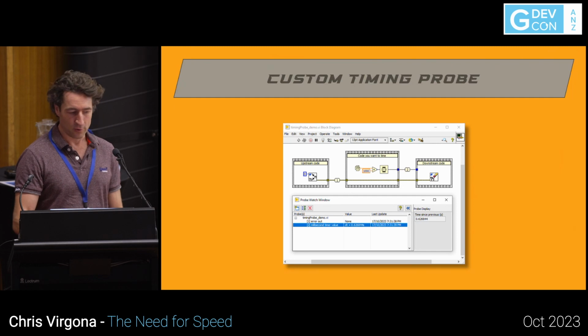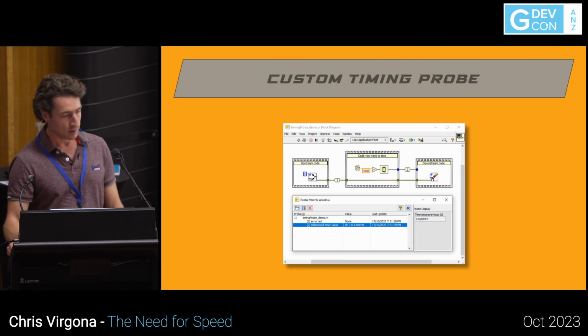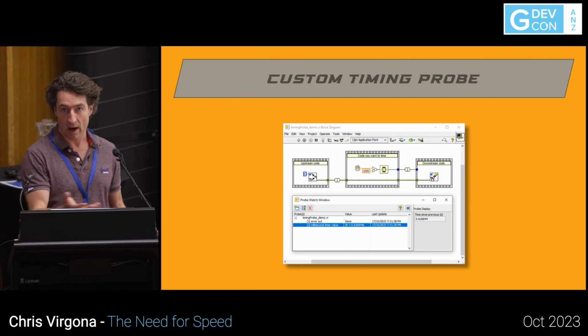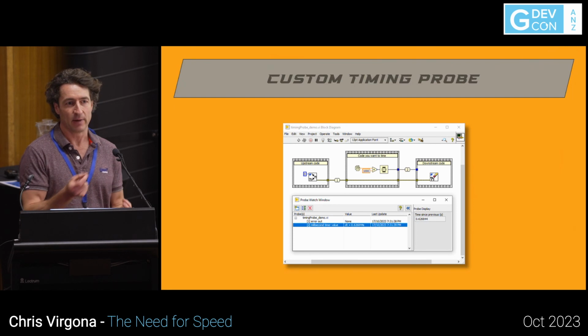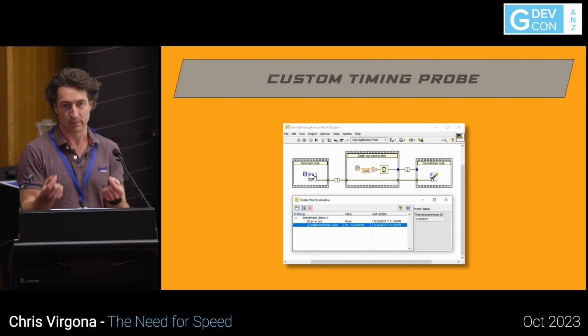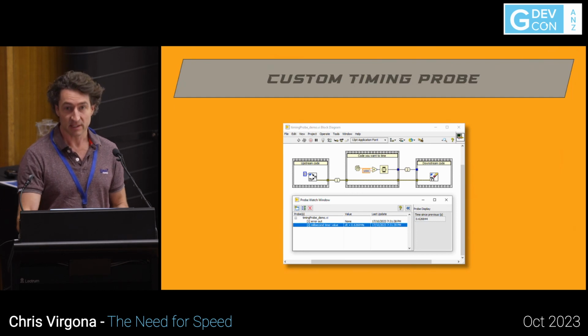So with a timing probe, what you basically do is you create a custom probe that lets you jump onto any wire, anywhere, and basically measure the difference between 2 or more points in your code. So conceptually, it's very simple, but it tells you a lot about the performance of the thing you're looking at.